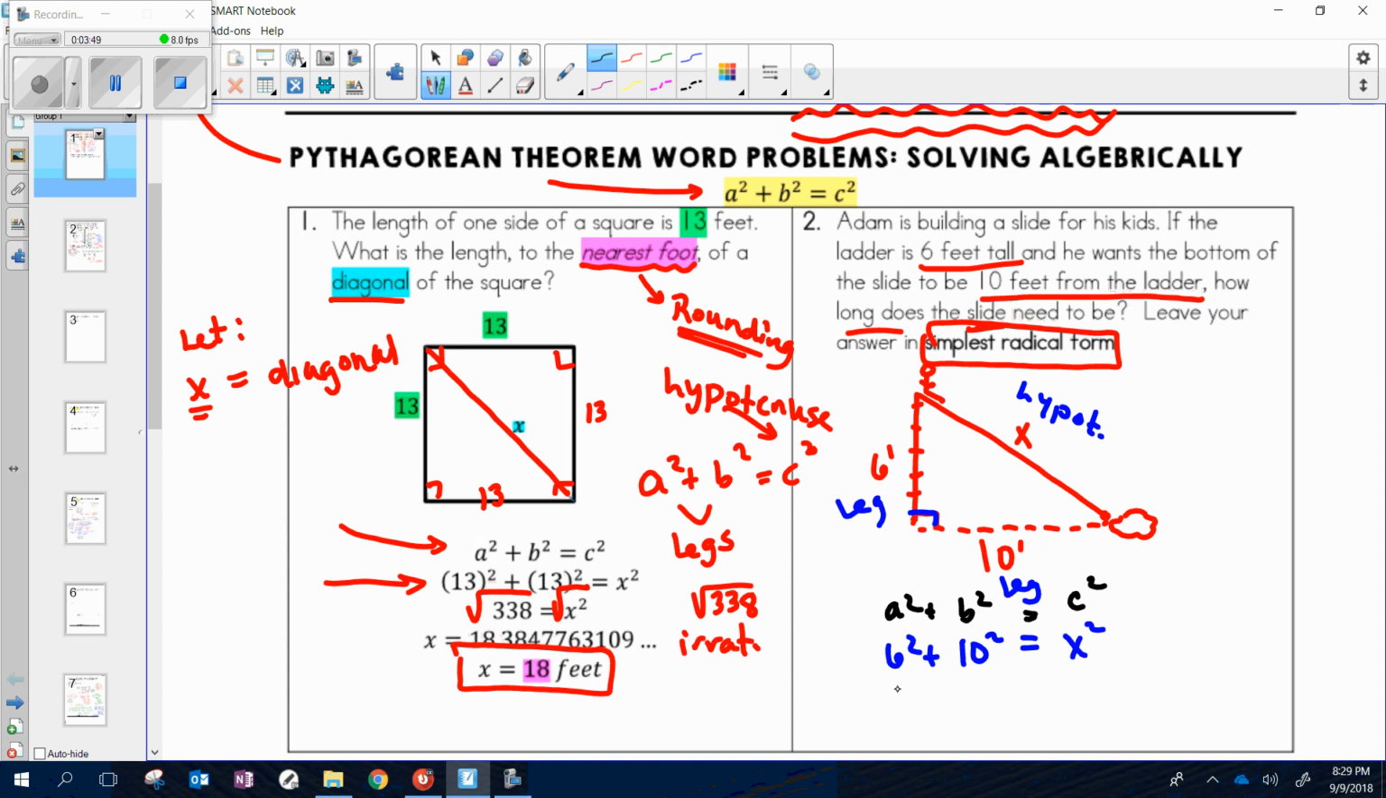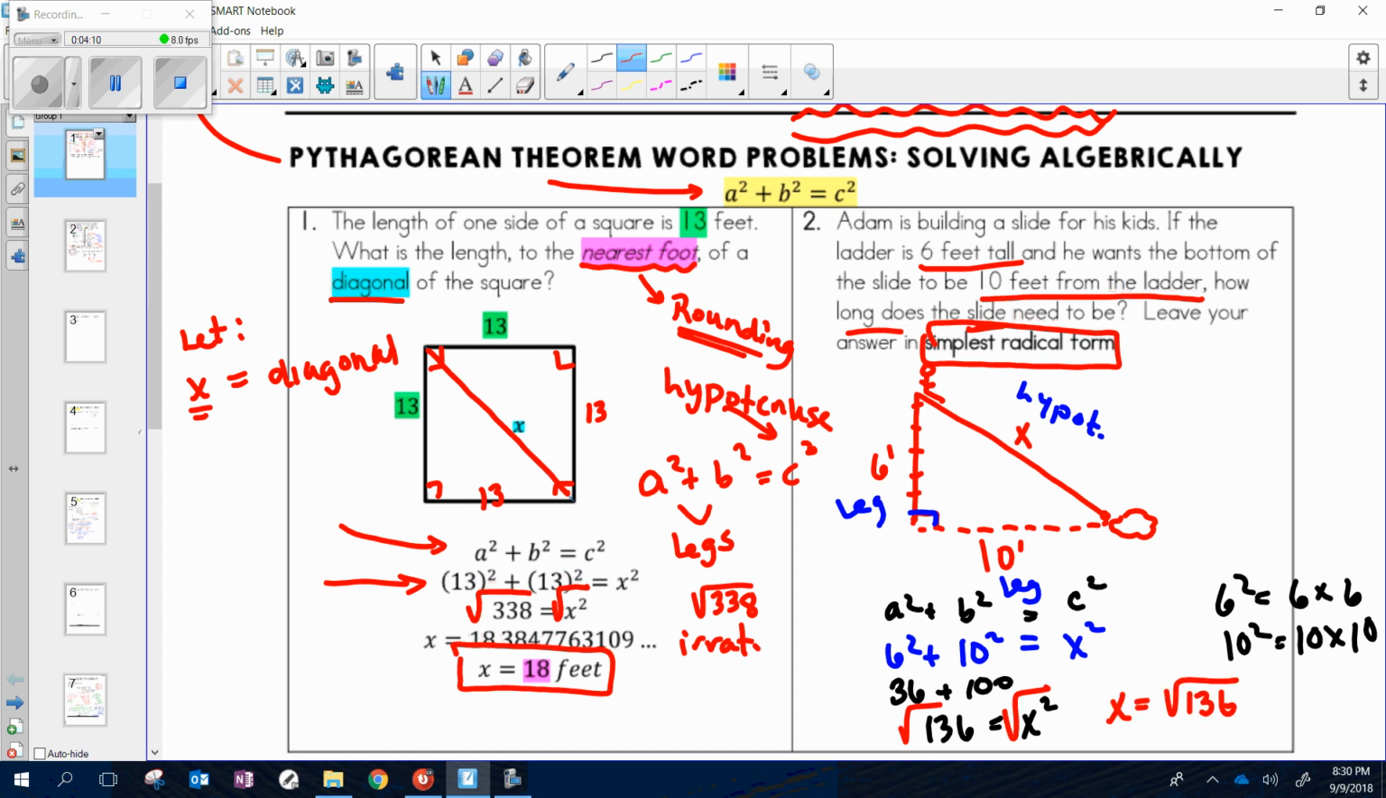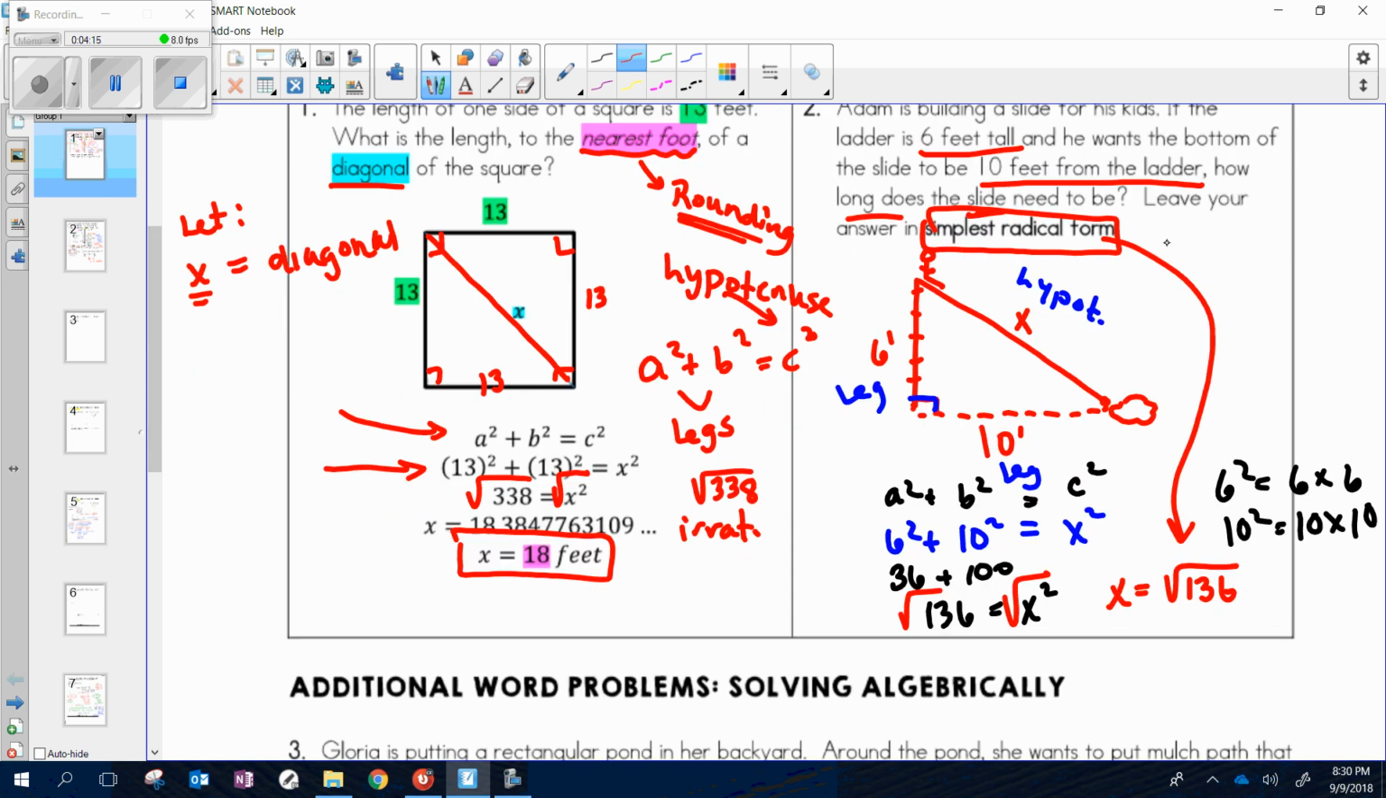Now I'm going to calculate. So this is 36 and this is 100. 6 times 6. You know that 6 squared means 6 times 6. You know that 10 squared means 10 times 10. So 136 is equal to x squared. When I take a square root to get the x alone, I'm looking at the square root of 136, and it needs to be in simplest radical form. That means divide out the perfect square factors.